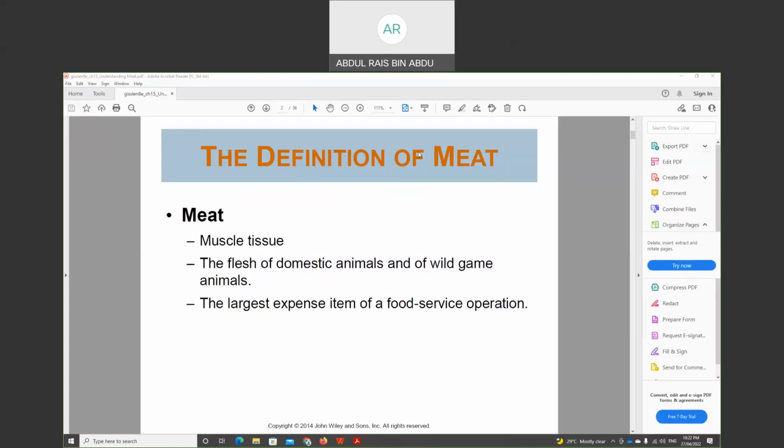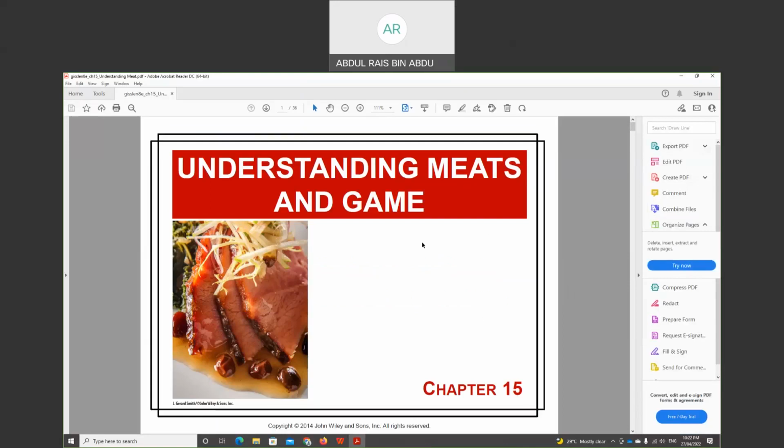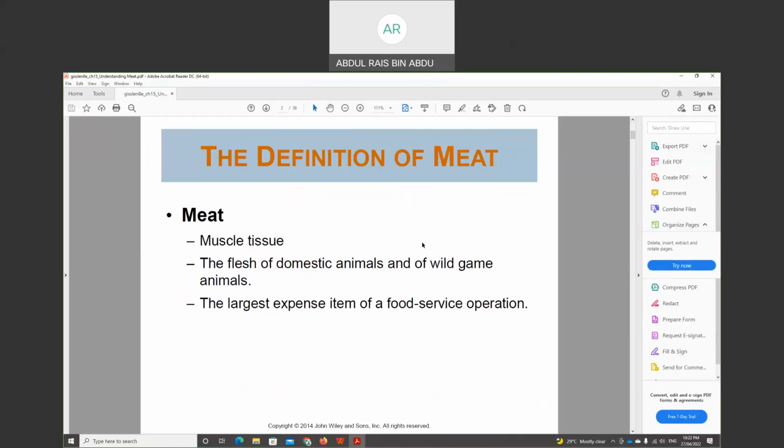So today we're going to continue our topic, which is relating to meat, understanding meat, and the process of cooking meat. All right. Okay. So let's see what the definition of meat is.